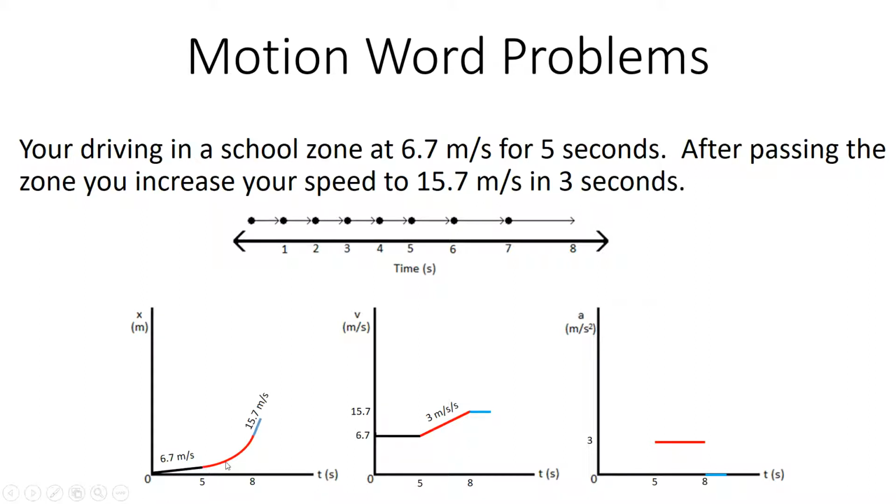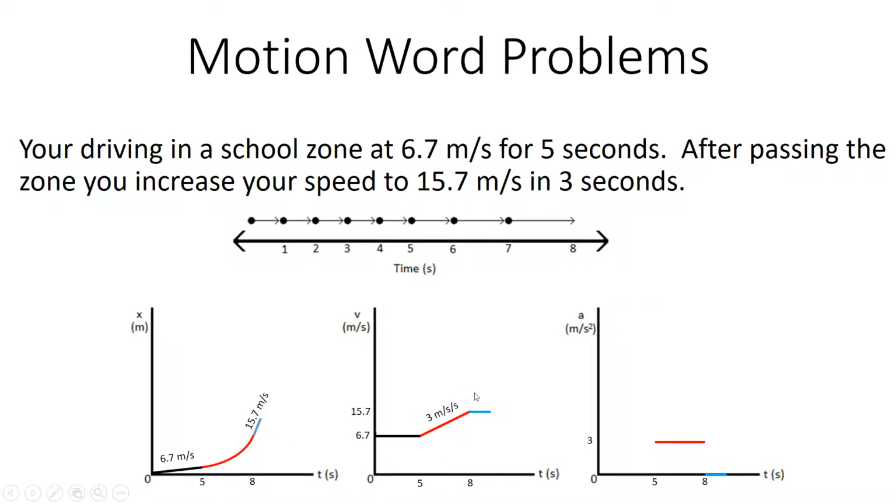Then I have an increasing tangent line, remember that from the last video, so therefore my velocity is going to increase until finally I get to 15.7 meters per second here after 8 seconds, and that's what my slope should be here on my position time graph.